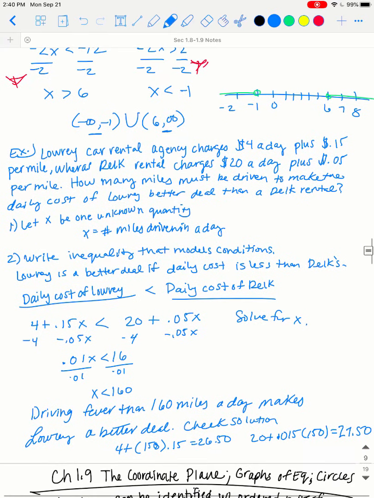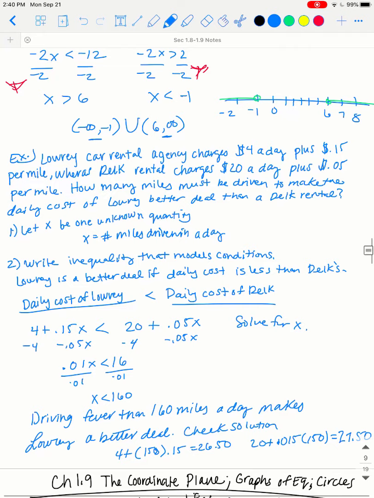Now we're going to write an inequality that models these conditions. We know that Lowry is a better deal if the daily cost is less than Delk's, because we want to know how many miles must be driven to make the daily cost better. So if the daily cost of Lowry is less than the daily cost of Delk, then we're good to go.